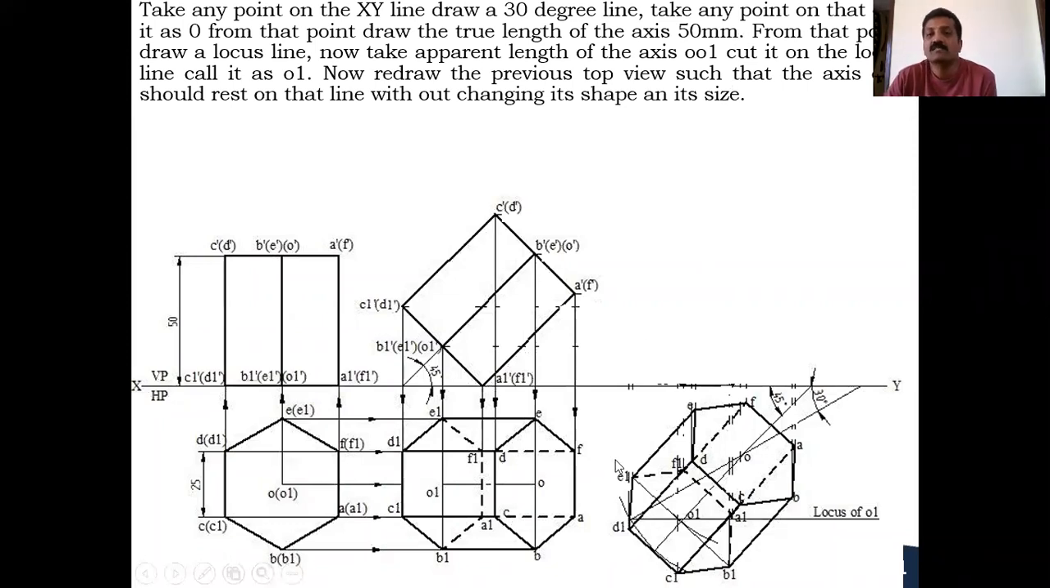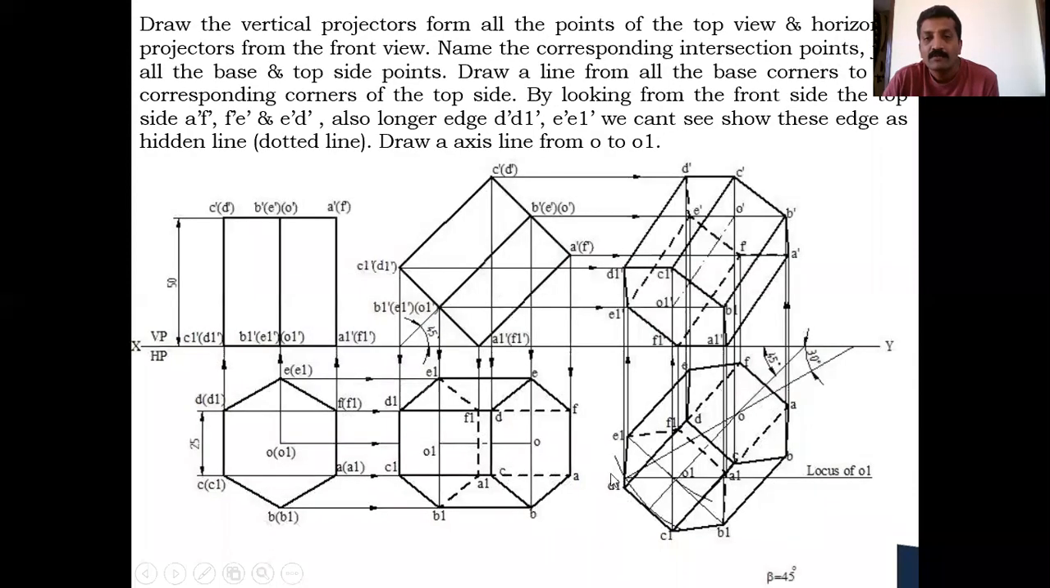Okay. After this, the final front view you have to draw. Keep on drawing the vertical projectors from all the points like this, and draw the horizontal projectors from the previous front view like this. Now we coincide the points.